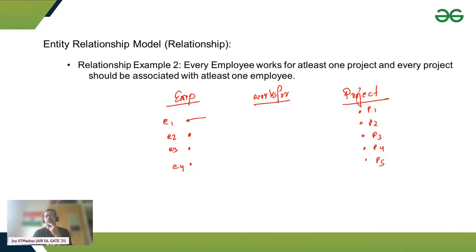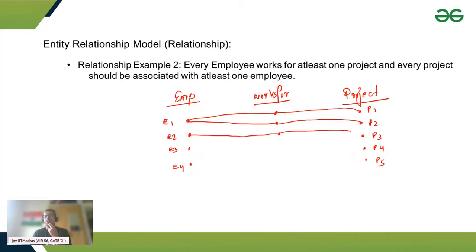Now this employee E1 should work for at least one project. What does at least mean? It means the employee should work in at least one project. The minimum number of projects they are working on is 1. But what is the maximum number? The maximum number can be anything, depending on the number of projects; this employee E1 can work on all the projects. The same goes for E2. E2 should work for at least one project. It can even work for multiple projects.